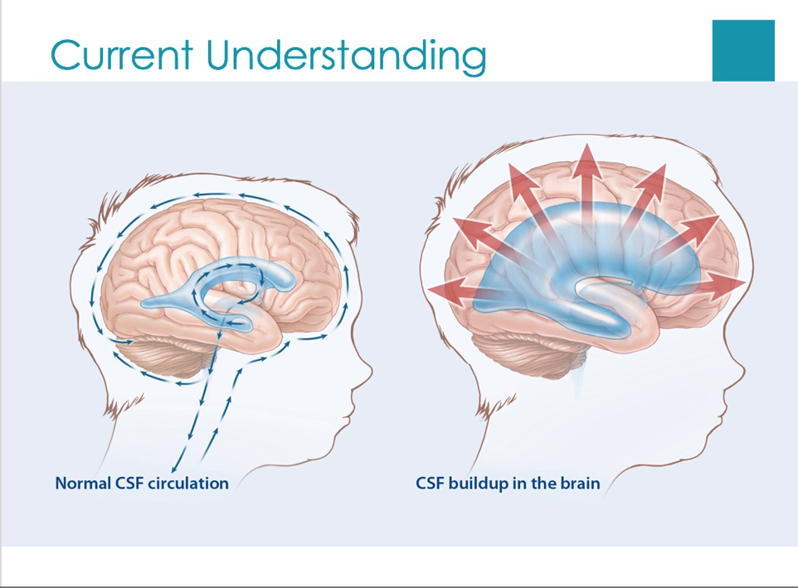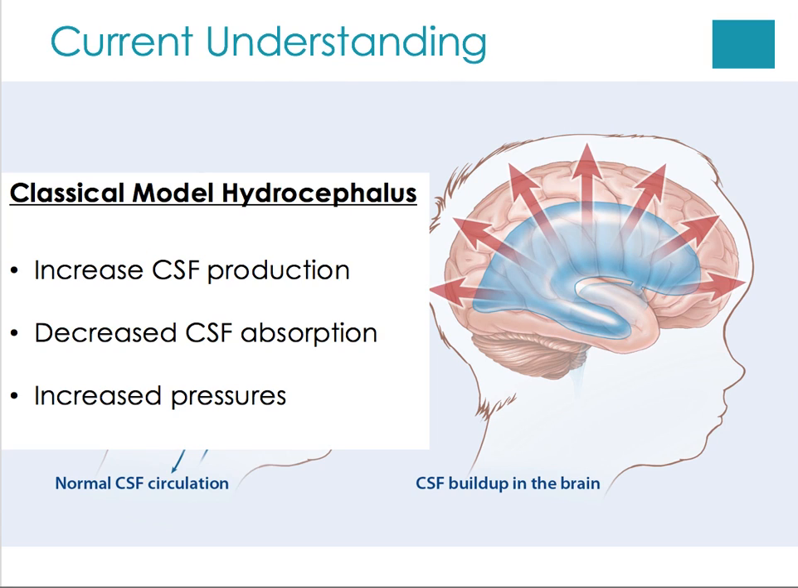So what is the classical understanding of hydrocephalus? Current understanding is pretty much shown in this picture here. You can see the normal circulation of CSF per the bulk flow theory. And then there can be this buildup on the right due to either an increase in CSF production, a decrease in its absorption, or increased pressures.